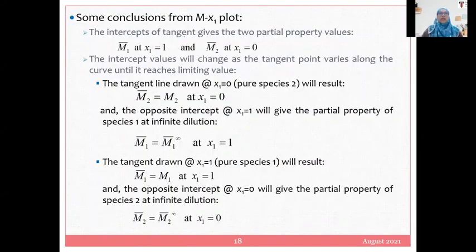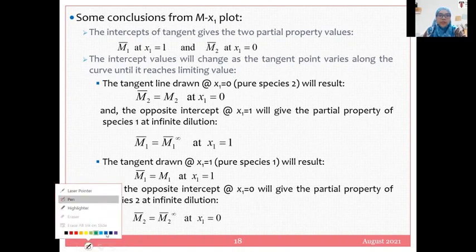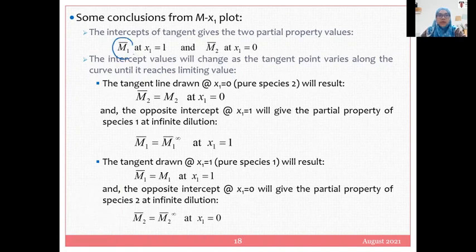Okay, as conclusion, the intercept of tangent gives two partial properties, whether based on component 1 or component 2. So M1, the partial component 1, at x1 equal to 1, and M2, the partial component 2, at x1 equal to 0, or we have x2 equal to 1. The intercept value will change as the tangent point varies along the curve until it reaches the limiting value. For example, if we consider x1, the pure species is component 2.